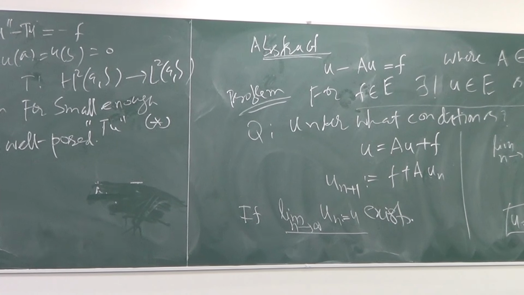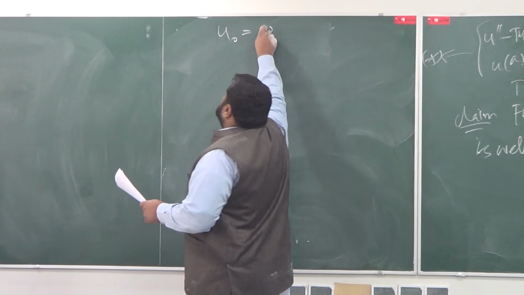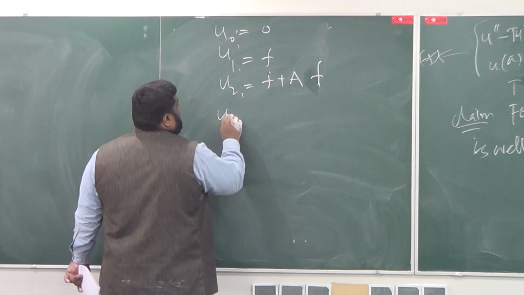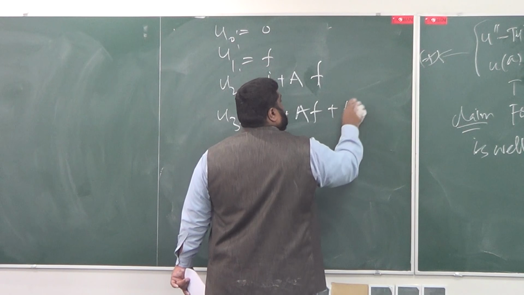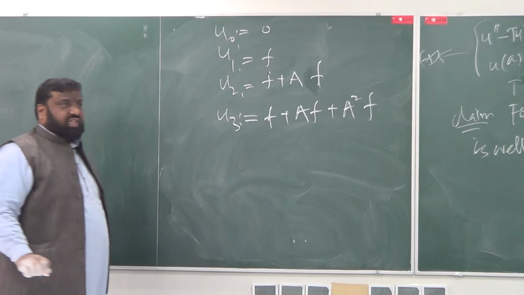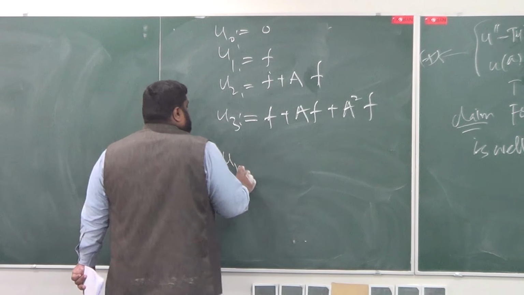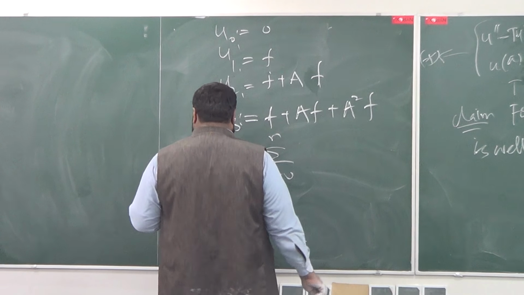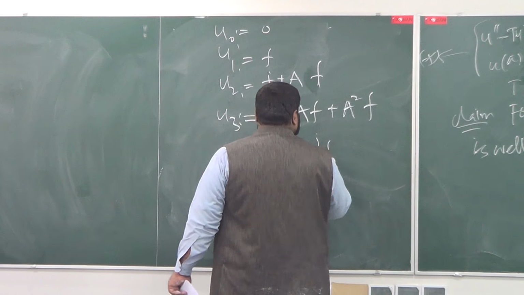So I'm defining a sequence. I'm giving you a sequence. Take the first term, it's 0. So u_1 is f, u_2 is f plus A f, and I'm defining u_3 to be f plus A f plus A squared f, and so on and so forth. Hence u_n is going to be the sum over j equal to 0 to n minus 1 of A to the power j applied to f.